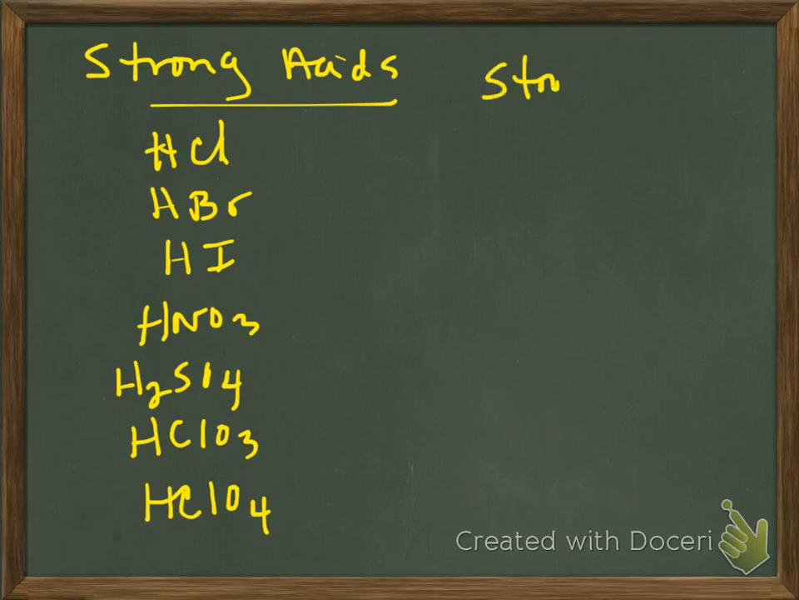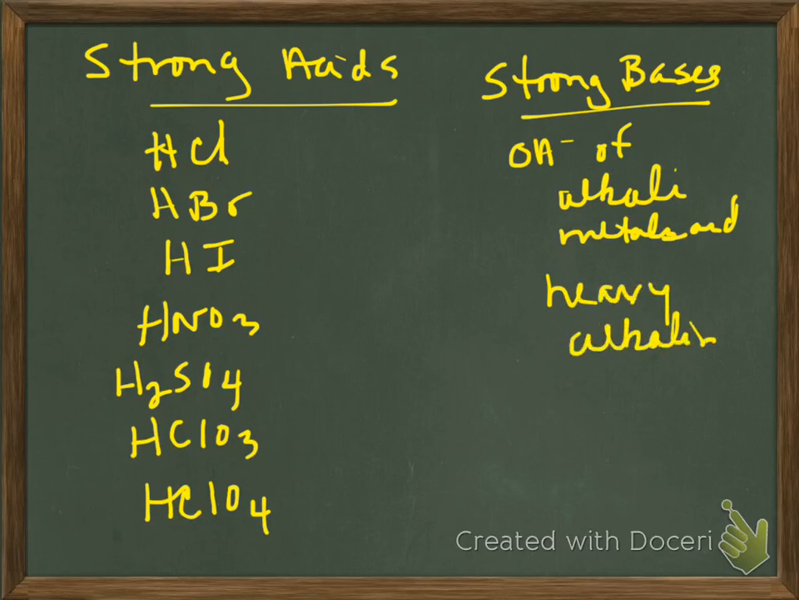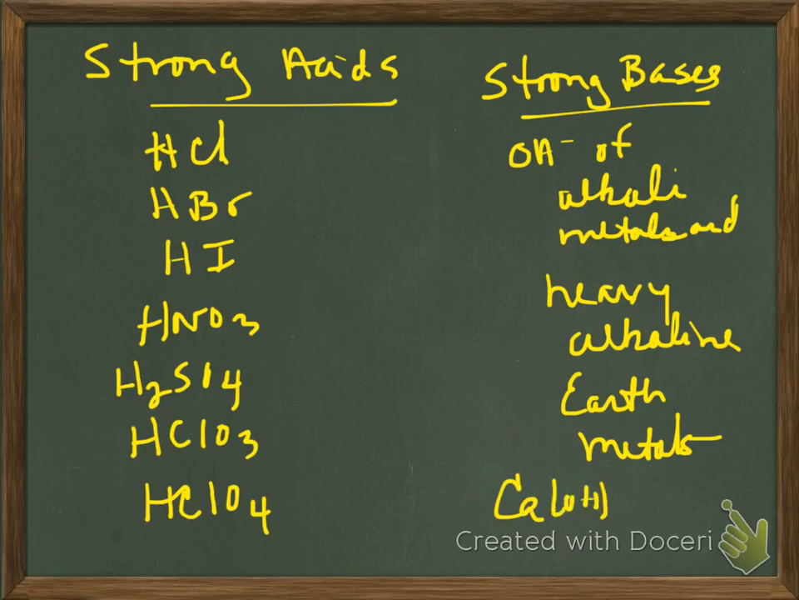Your strong bases are hydroxides of alkali metals and heavy alkaline earth metals. That would be your calcium hydroxide, strontium hydroxide, and barium hydroxide. That ends that screencast.